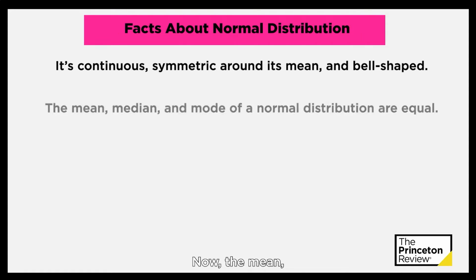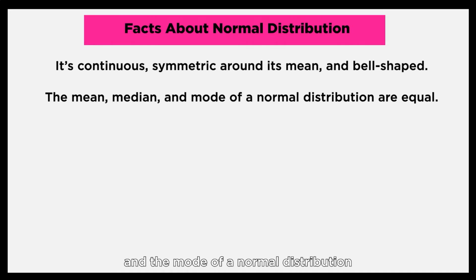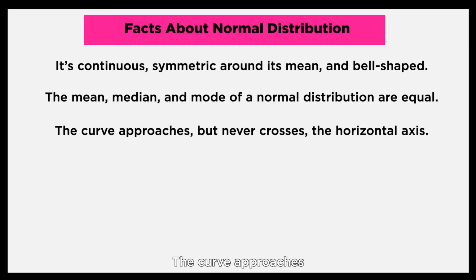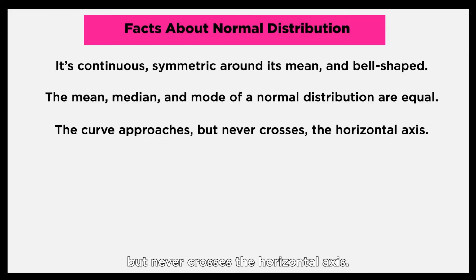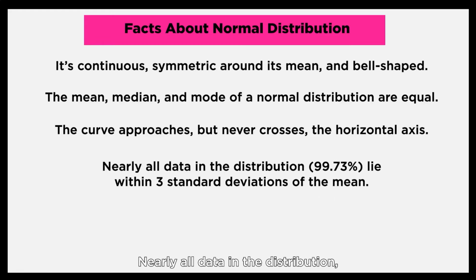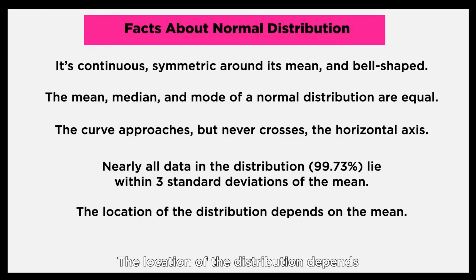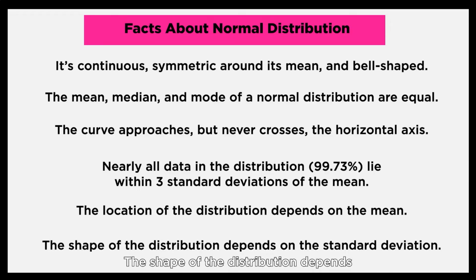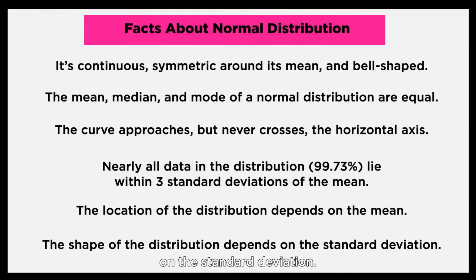Now, the mean, the median, and the mode of a normal distribution are equal. The curve approaches but never crosses the horizontal axis. Nearly all data in the distribution, 99.73%, lies within 3 standard deviations of the mean. The location of the distribution depends on the mean itself. The shape of the distribution depends on the standard deviation.